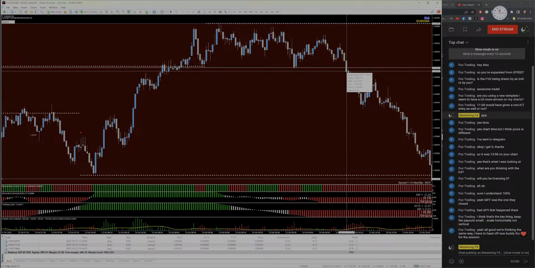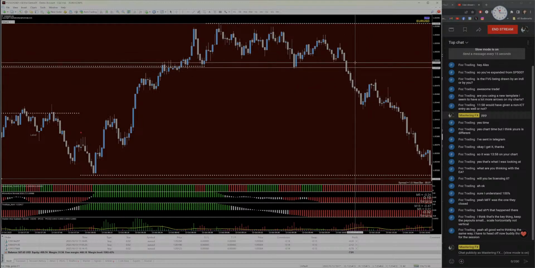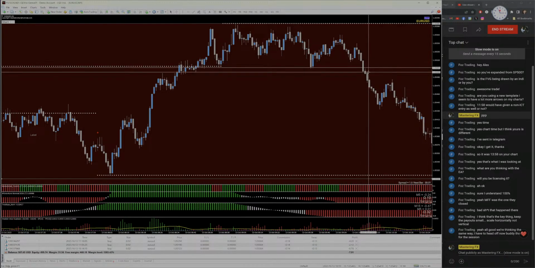That was your market structure shift. This was not a market structure shift because we don't close below. This was a market structure shift. And then as you can see, it never comes back here. Yes, there's a fair value gap, but nothing happens. So with ICT, you would have missed this trade.